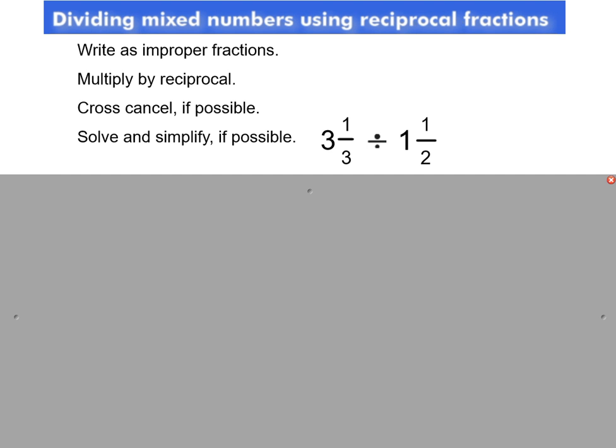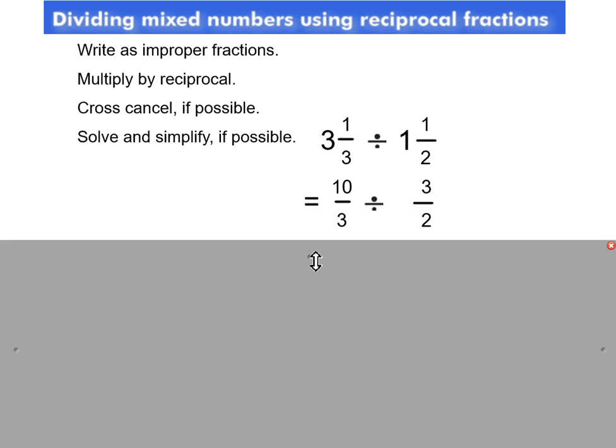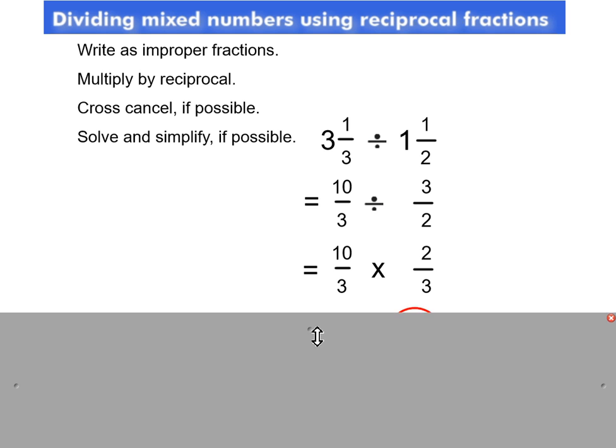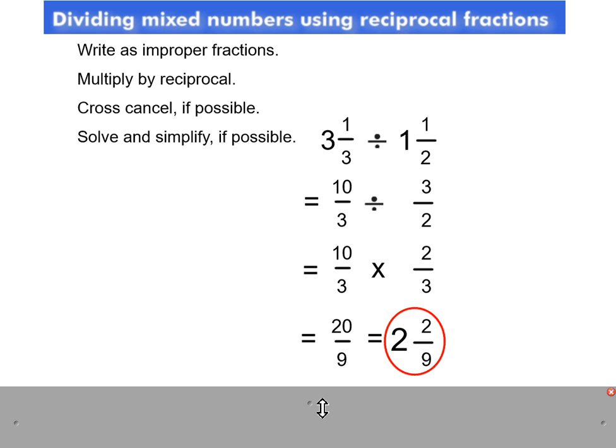So let's do an example together. So we have 3 1/3 divided by 1 1/2. So first step, write those as improper fractions. Second step, rewrite the problem to multiply by the reciprocal. Remember that first fraction stays the same and we flip the second to find its multiplicative inverse. Cross cancel if possible. In this case we can't, so we multiply straight across and change our final answer into a mixed number.